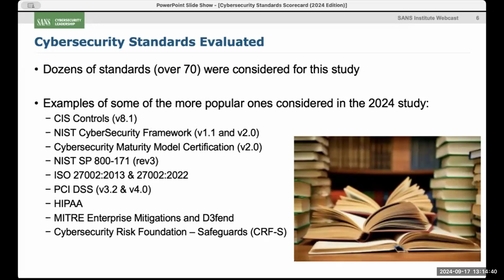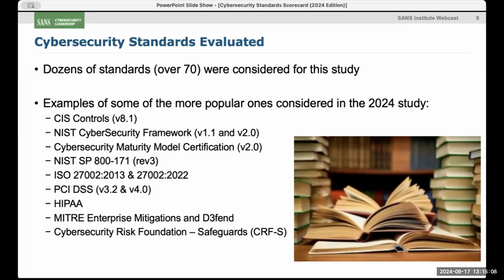Certainly the NIST CSF version 2, which has gotten a lot of attention. For those of you who haven't seen it, I did a detailed webcast on that earlier this year as well. CMMC has been around for a couple of years, but it's still a big part of the conversation. Rev 3 of 800-171 was released. Again, not a huge update, but still worth considering. And it's been a couple of years since the 27002 update, but that's on our list here too.